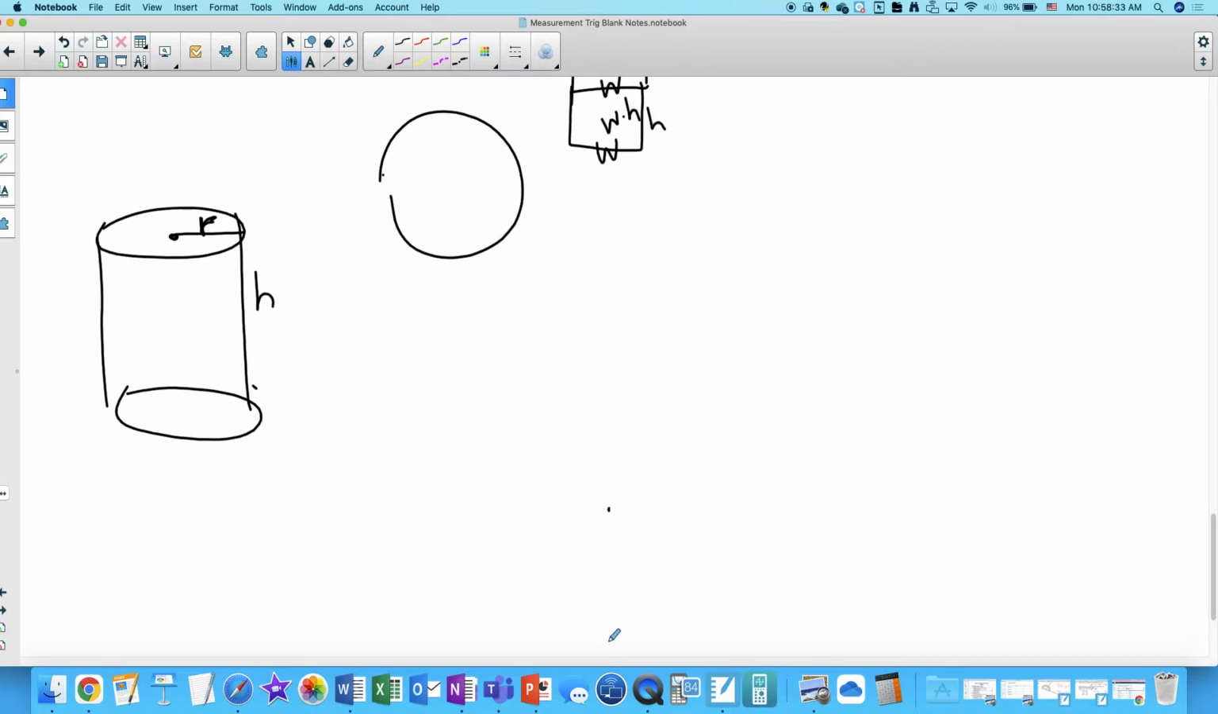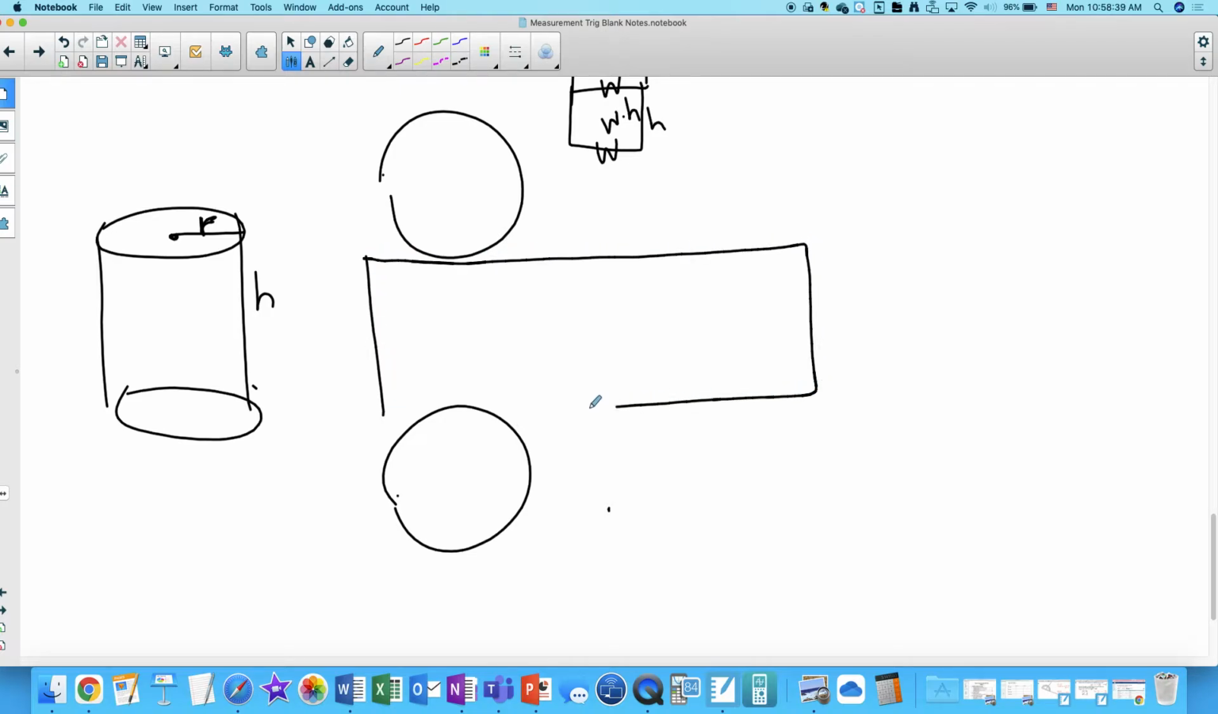For the 2 ends. And then in between, I've got this rectangle. Okay, so this is the radius, this is the radius. This height over here becomes this piece of that rectangle. This is the height.